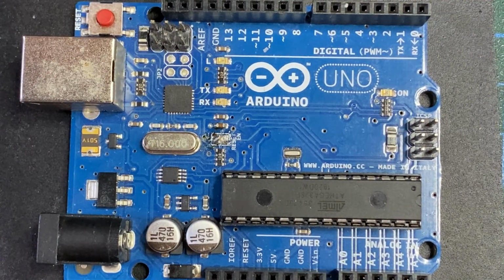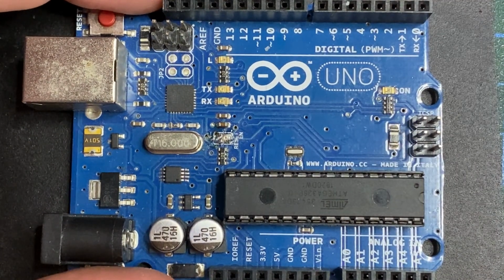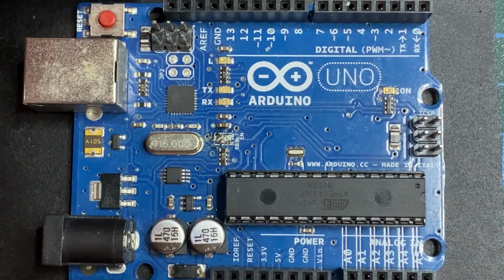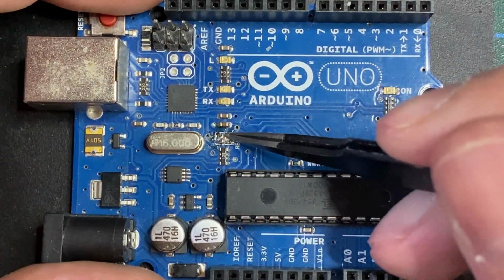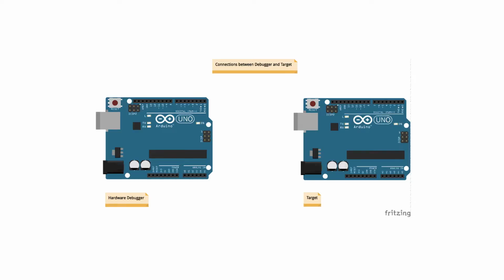Now you may ask, can I revert to the earlier state? Yes, you can, by putting some solder on here. But I keep one of the Uno boards disconnected at that point so that I can use it for debugging. So we are now ready to connect the debugger with the target. And remember, the target is the board where you have cut the solder bridge.